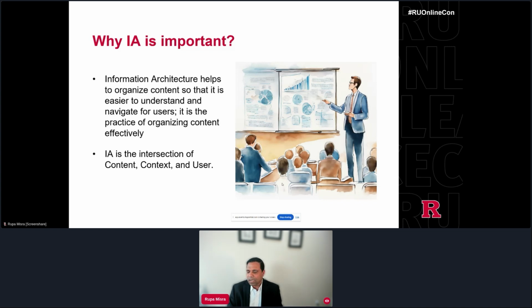What we want as designers is for the information that we provide, or the space we use, to be meaningful. At the same time, it should be an enjoyable experience as well. So information architecture sits at the intersection of content, context, and user.